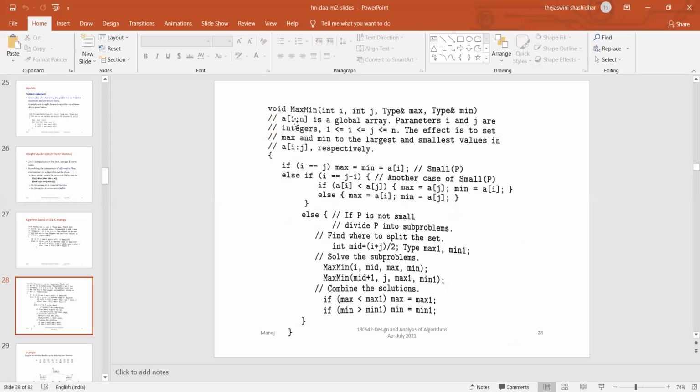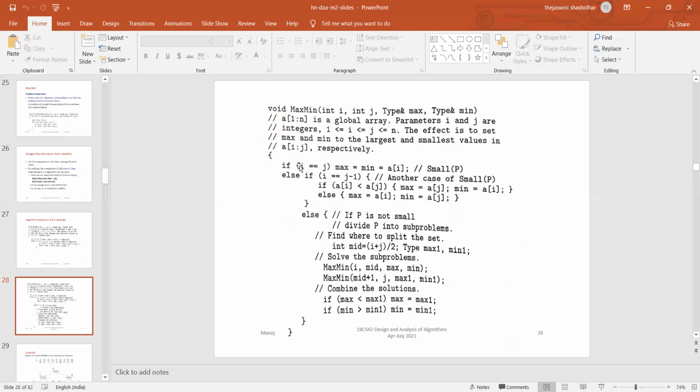Okay, so 1 to n is the global array. Same thing, I starting at 1 and J ending at n. So here you have to find what? Max and min, the largest and smallest value, in A of I to J. This is the main algorithm you have to go through. I explained it part by part, but here you have to go through the main one.